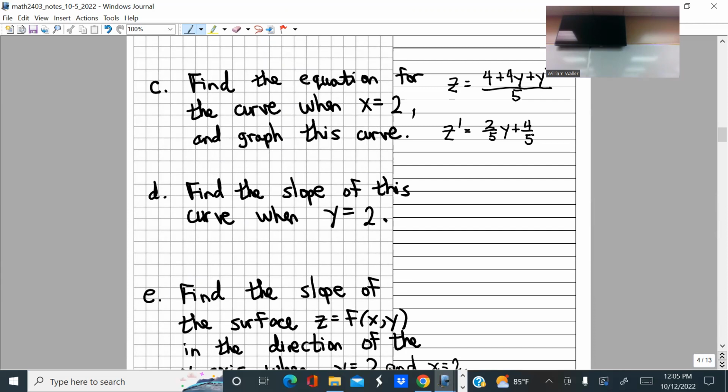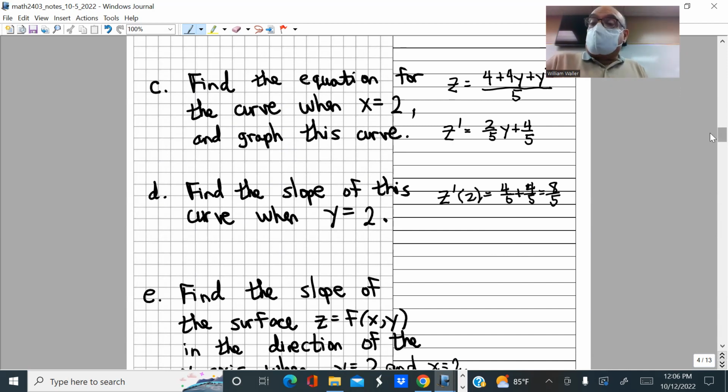And then if you break that into 2 terms, you get 2/5 y plus 4/5. And if you evaluate that at y equals 2, then indeed we get 4/5 plus 4/5, so we get 8/5, which is positive. So indeed that curve is increasing at the point y equals 2, and it's increasing at this particular rate.